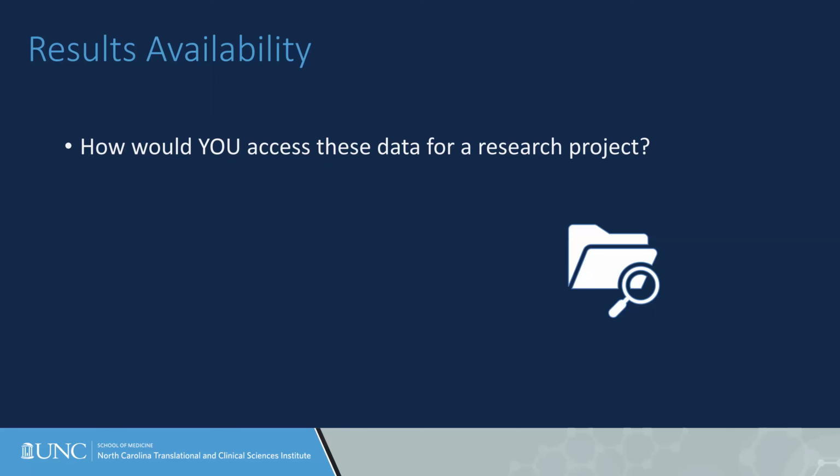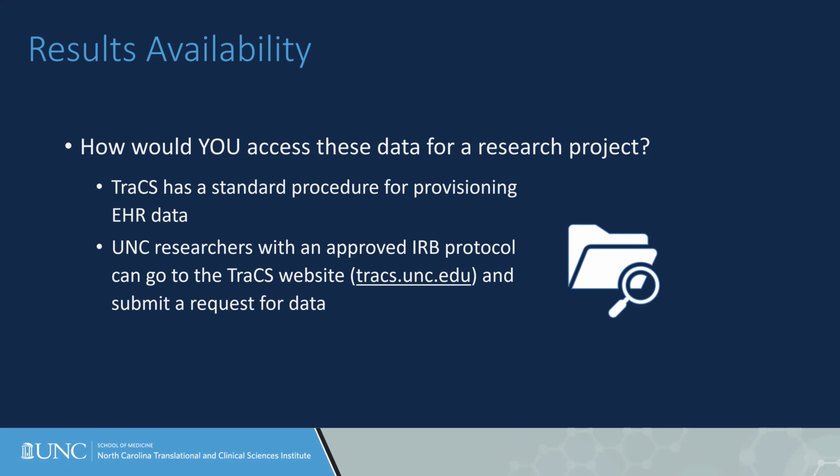So if you have a research project, how are you going to access these data? I'm glad you asked. TRACS has a standard procedure for provisioning EHR data to researchers. So if you are a UNC researcher or you're collaborating with a UNC researcher and you have an IRB protocol giving you approval for the specific data that you're trying to use, you can go to the TRACS website and click on the button to submit a data request. And at that point, the TRACS staff will guide you through the rest of this procedure for getting access to the data that you would need.